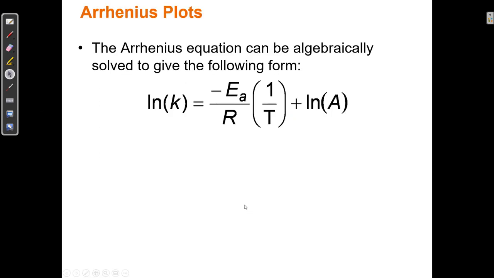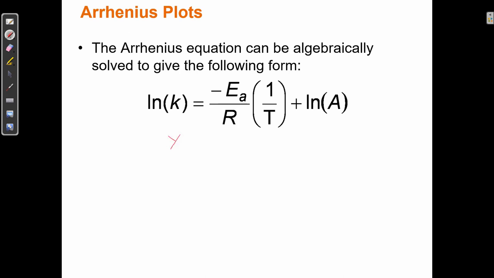So we can also plot the Arrhenius equation by converting this into the form of a line, like we've been doing a bunch throughout this chapter. So remember, y equals mx plus b. This is the form of a line. So what would I plot? If I was looking at this equation and I was going to make a plot so that I could see a line and get some information from it, how would I do that?